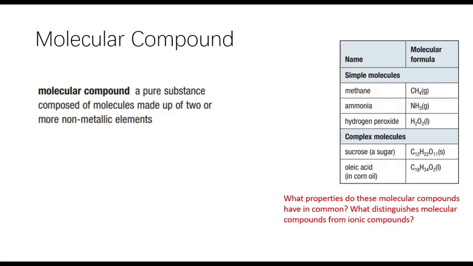Some molecular elements are made up of two atoms bonded together, and they are called diatomic molecules. Common examples of diatomic molecules include nitrogen gas, which is N2, and bromine, which is Br2.